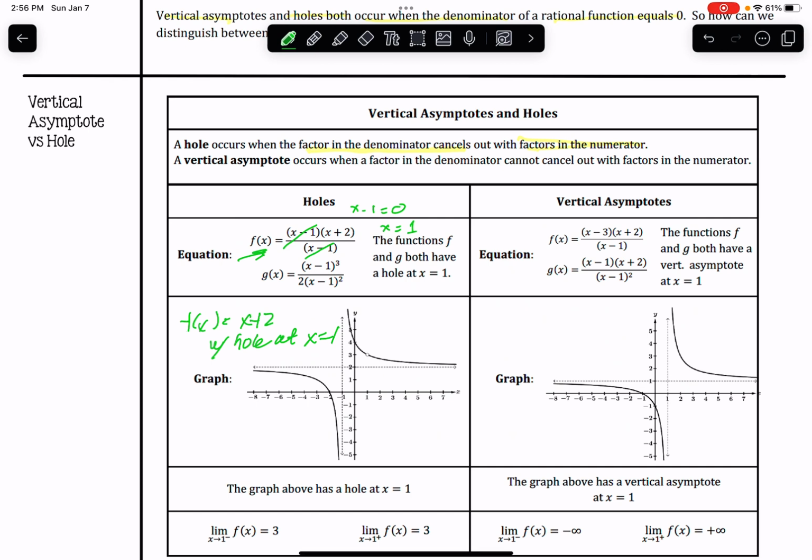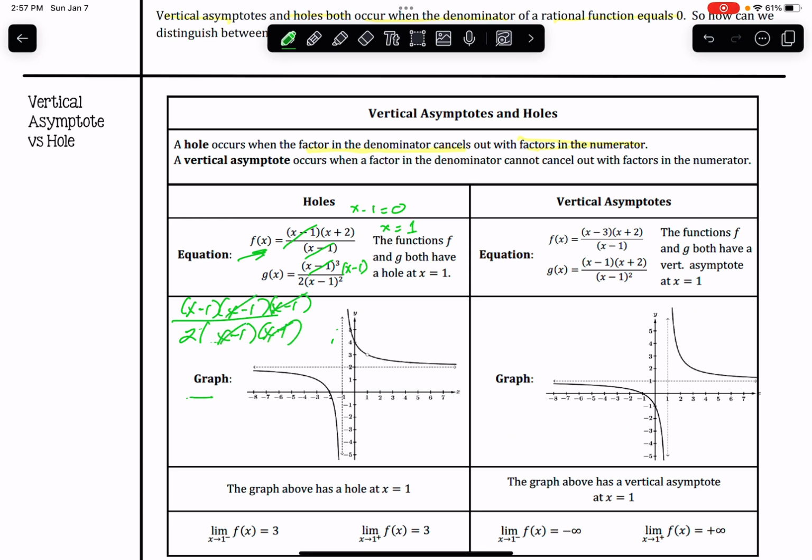Okay, now this is not the graph. This is a different example. g of x is another example. It has x minus 1 cubed over x minus 1 squared. And so if you simplify that, that becomes just an x minus 1. Or let's write it out. We have x minus 1 times x minus 1 times x minus 1 over x minus 1 times x minus 1. And so you will have a hole.